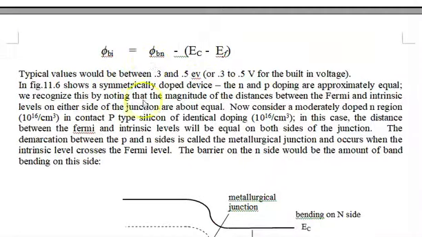Now, how do I know this is for the Schottky barrier? Because of that N here. We don't have that for the PN junction.